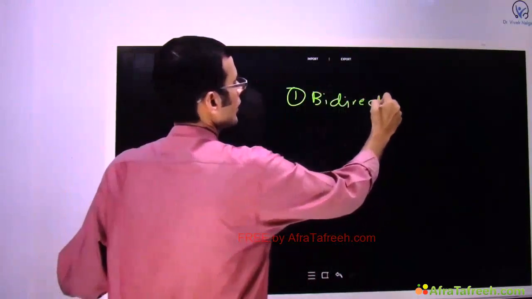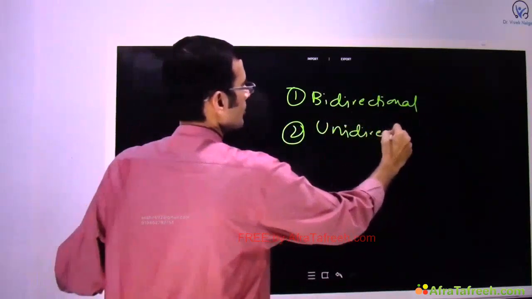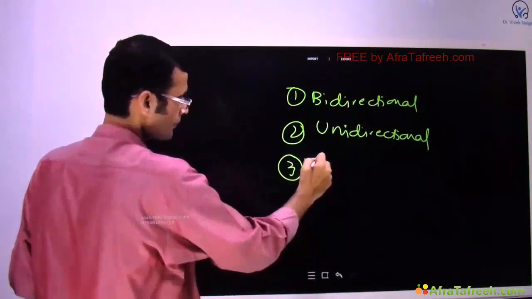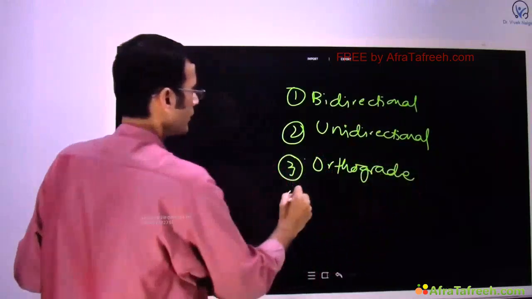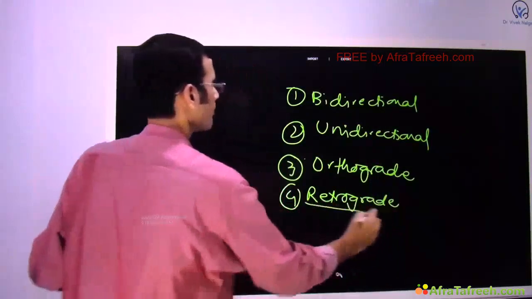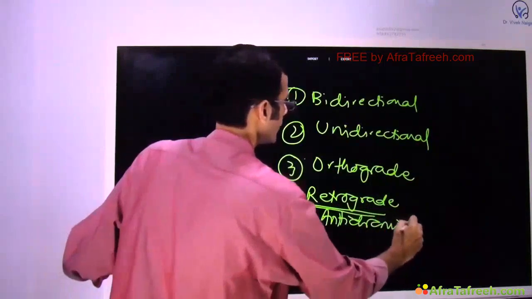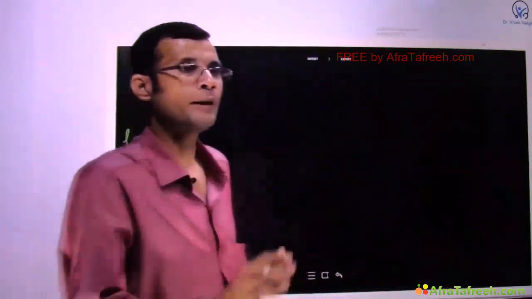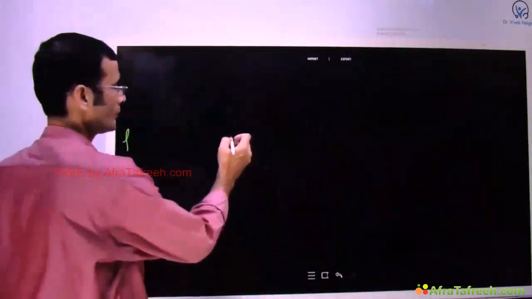Bidirectional transmission of impulse, unidirectional transmission of impulse, then orthograde conduction, and retrograde or antidromic conduction. Retrograde or antidromic conduction. Let's try to understand what all places do we use these terms. What is the meaning of these terms?